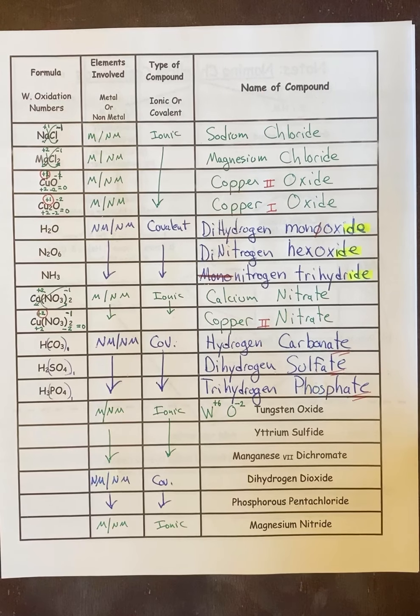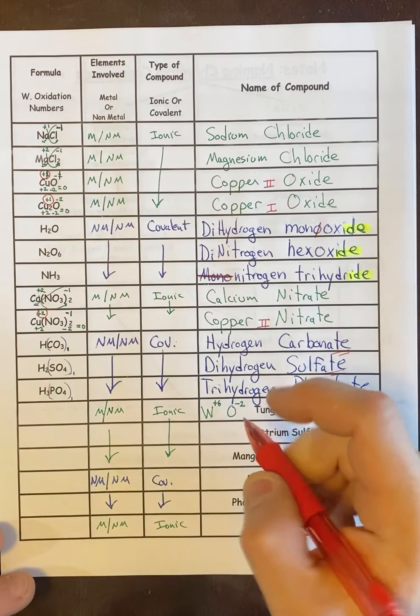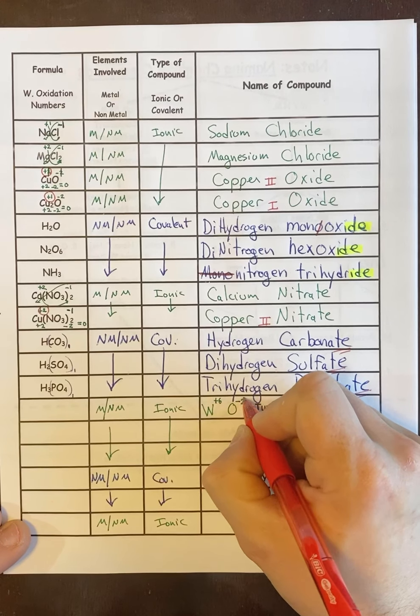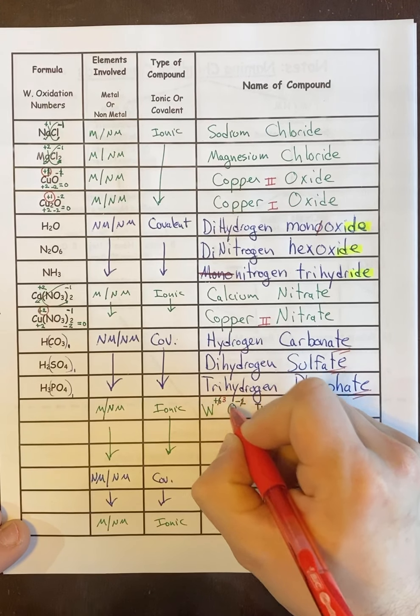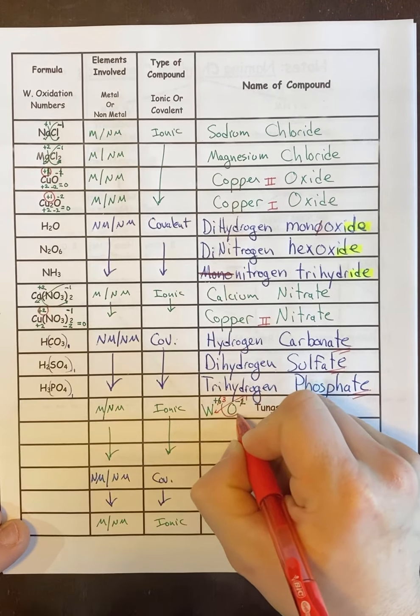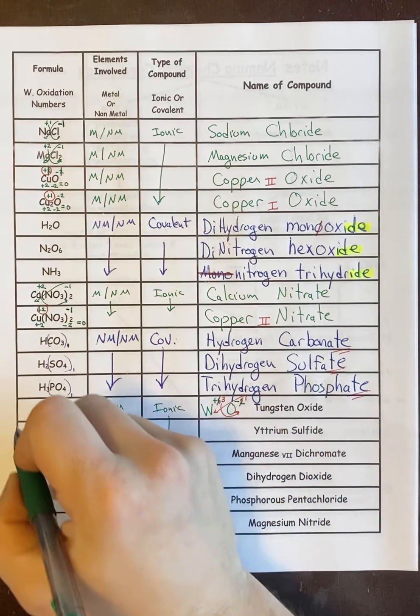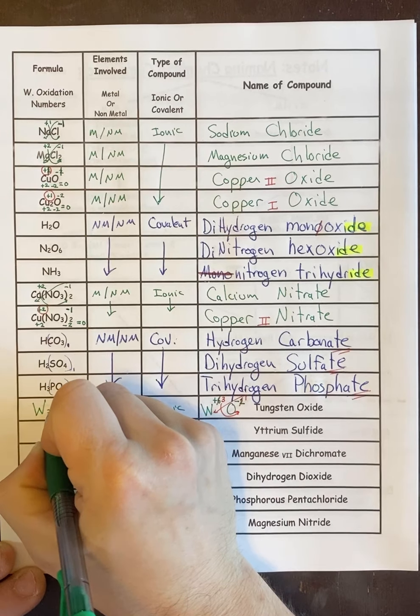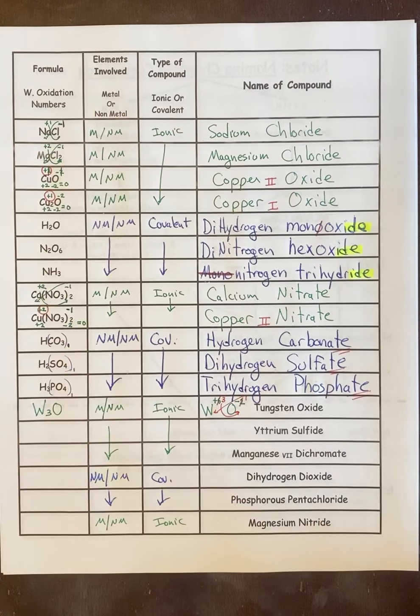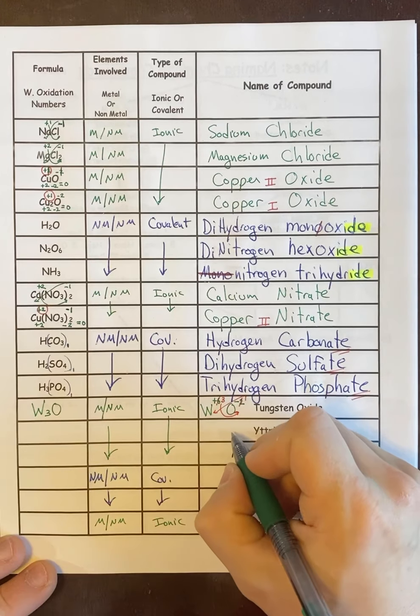So now I'm going to crisscross them, but don't make a mistake. 6 and 2 can be reduced to 3 and 1. And then when they're crisscrossed, the formula is W3O. Next one, yttrium and sulfide.